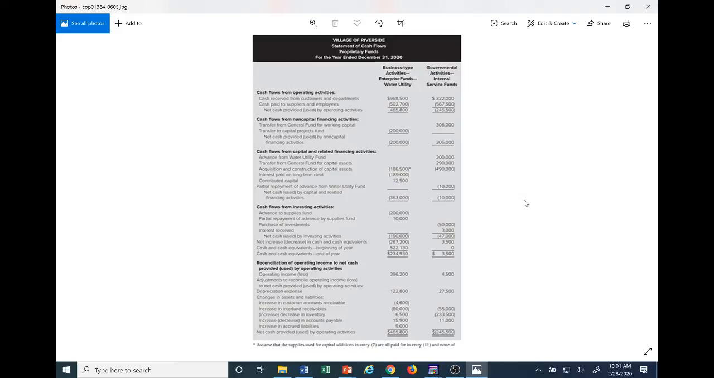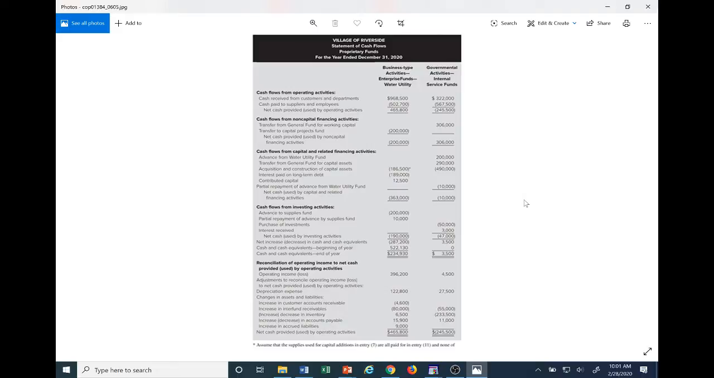Better? Cool. All right, so statement of cash flows. For the Village of Riverside, we went over most of this on Wednesday, but let's just look at it again. So we know this is a statement of cash flows that adheres to GASB standards. So we would expect to see the 4 categories of cash flows, and then at the bottom, the reconciliation of operating income to net cash provided or used by operating activities. So once again, we'll have the business type activities, the enterprise fund, and the governmental activities for the internal service fund.